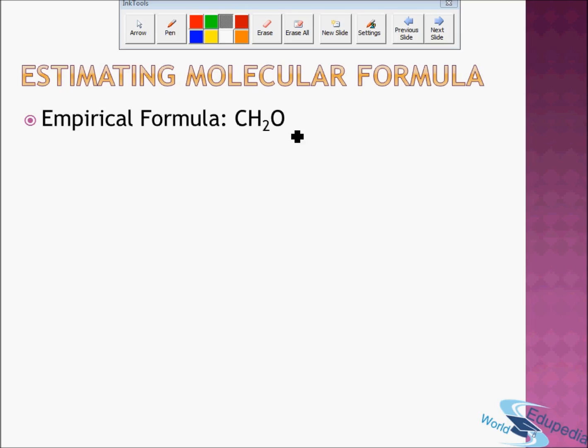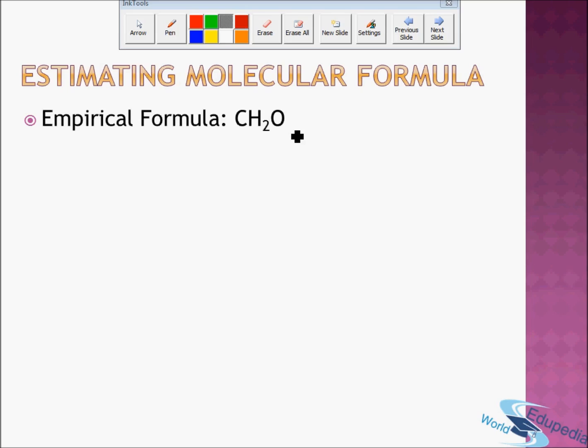For example, if I have given you a leaf from a tree, you want to find out what that leaf is made up of. So you analyze it in a laboratory, you find what elements are present there and what their mass composition is. But you cannot see using a microscope what the molecular formula is. You have to estimate the molecular formula using this method of empirical formula.